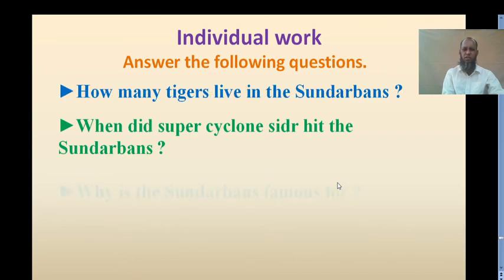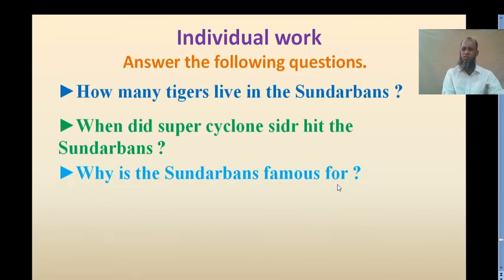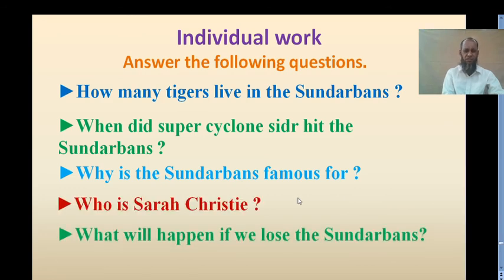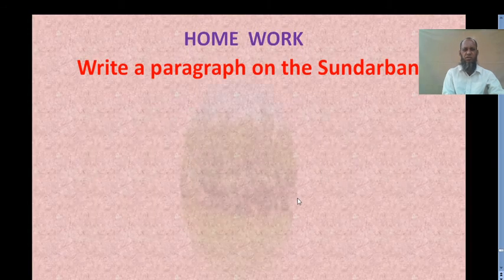Answer the following questions. How many tigers live in the Sundarbans? When did Supercyclone Sidr hit the Sundarbans? What is the Sundarbans famous for? Who is Sarah Christie? What will happen if we lose the Sundarbans?